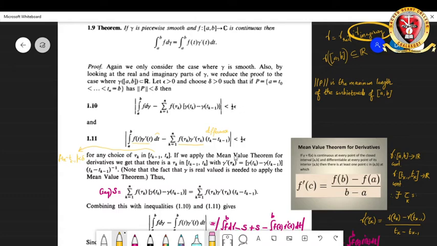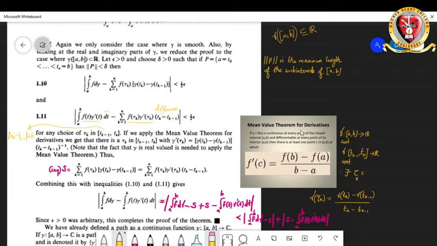Now we are going to apply the mean value theorem for derivatives. The mean value theorem for derivatives says that if f(x) is a continuous function, continuous at every point of the closed interval [a, b], and differentiable at every point of its interior, then there is at least one point c in the open interval (a, b) at which f'(c) = (f(b) − f(a))/(b − a). This is our mean value theorem for derivatives. So we are going to apply this for γ. This γ is a smooth function from the closed interval [a, b] to R, right? Because we assume that the values of γ come only from R.